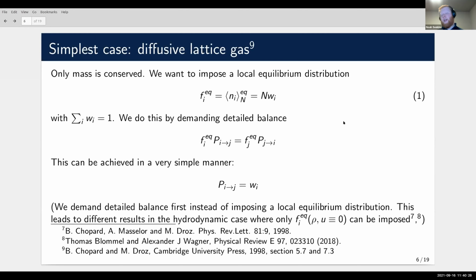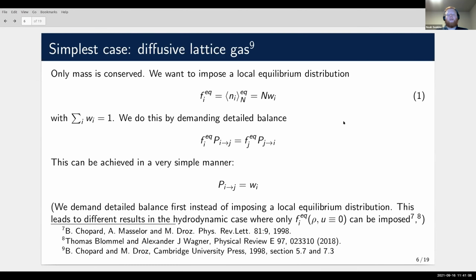So the simplest case for this, and the one that we've set up as our test case, is the diffusive lattice gas. Thus, the first thing that we do is impose a local equilibrium distribution where we get our Fi equilibrium equal to our Boltzmann distribution of Ni, given a maximum number of N particles at the lattice site, which we define as N Wi, where Wi is the weight for each velocity, and the sum of the weights has to be 1.